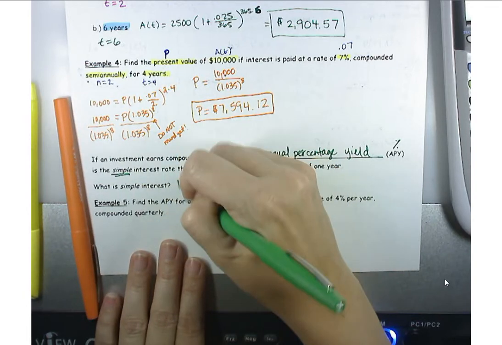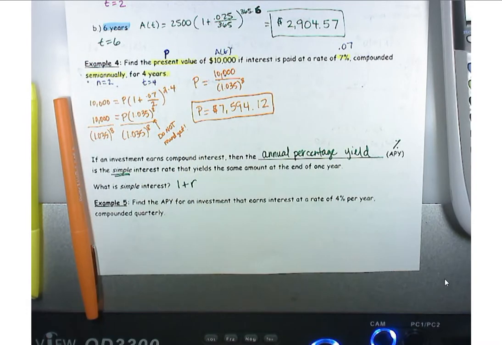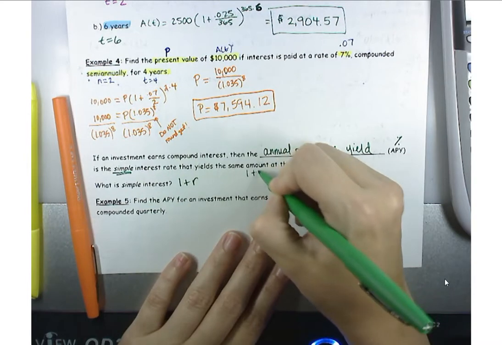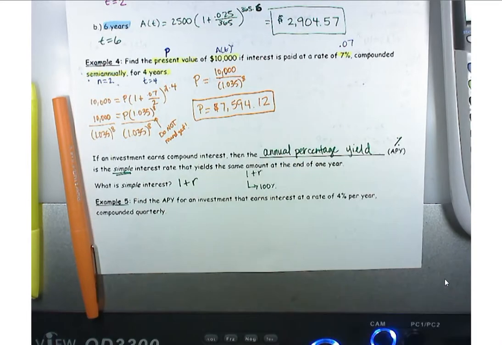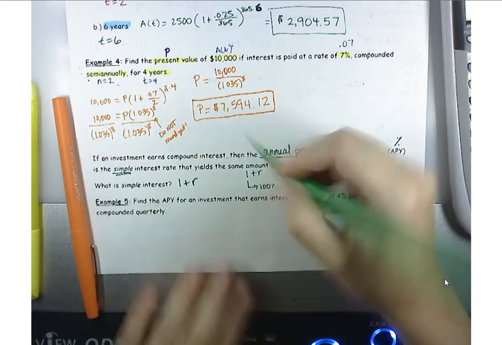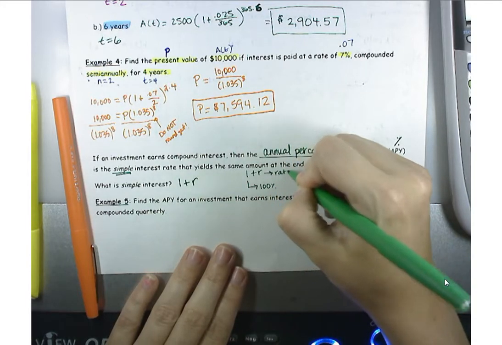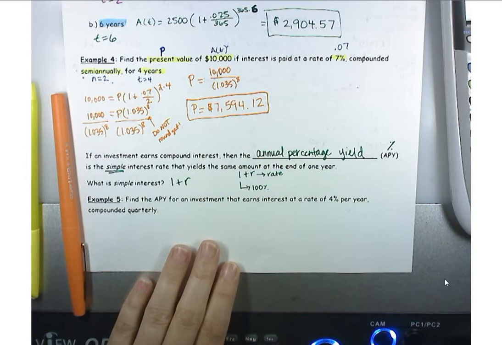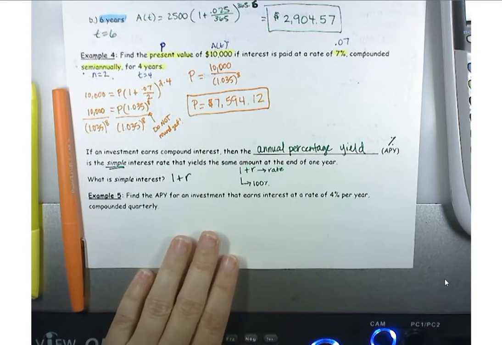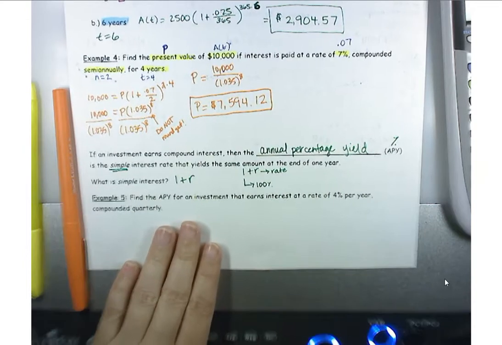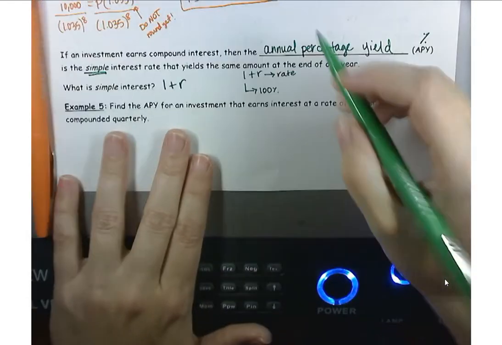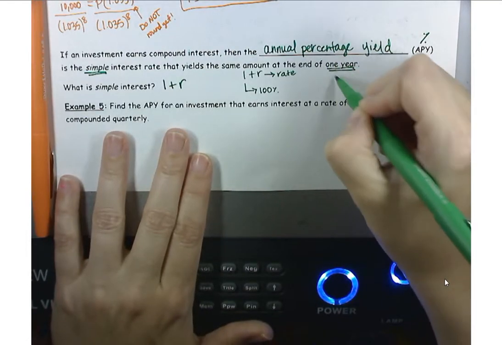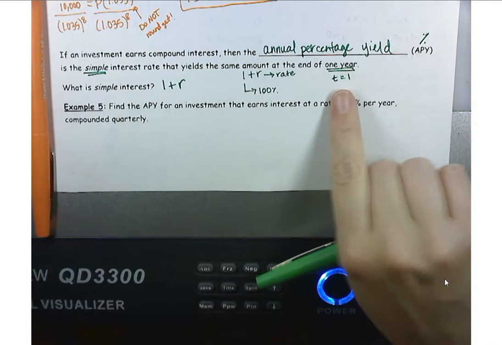It is just the formula 1 plus R. Okay, and how does that come to be? Well, the 1 represents the 100% of your earnings. And then the R is going to be your rate. Okay, so the annual percentage yield rate. Okay, so the 1 is going to represent your percentage. And then because it's at the end of 1 year, that means your t value is always going to be 1.